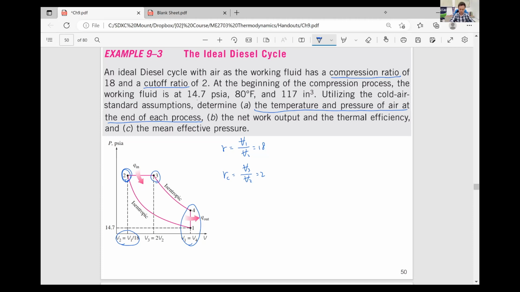First, initial pressure, temperature, and volume are given. So this is P1, this is T1, and this is V1. So the initial state is known. Then from process 1 to 2, this is an isentropic process, and here it says using the cold air standard assumptions.